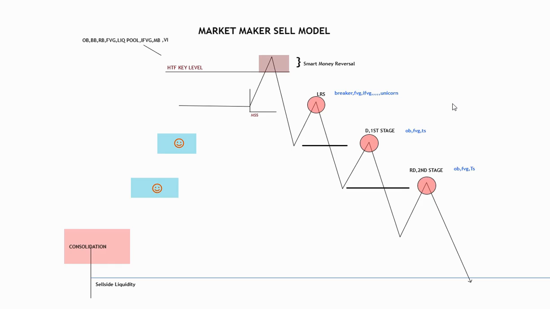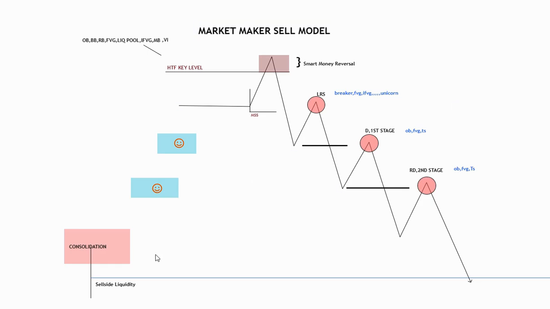Today I want us to walk through the market maker sell model and how I view the model, what the insights are, and hopefully you find this the simplest way to handle the market maker sell model. What you're looking at on your screen right now is just a sketch, so before we go to the charts, I wanted to highlight a few things here.